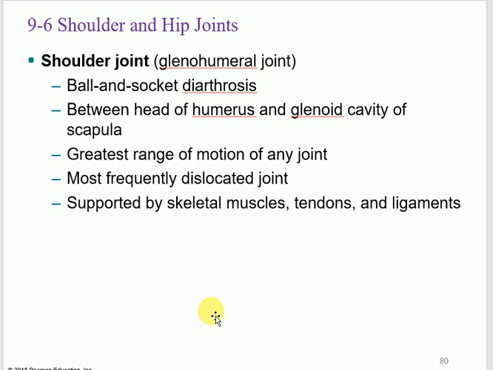Shoulder joint, what are you expecting? Number one, what kind of joint? Ball and socket, angular. What are the components? Head of the humerus, glenoid cavity of the scapula, isn't it? What kind of movements? Triaxial, diarthrosis. That's it. By the way, this joint here is the most commonly dislocated joint in the whole entire body.